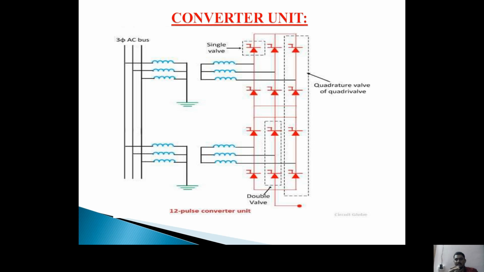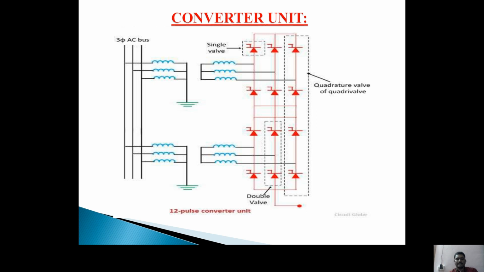Here I designated the single valve, double valve and quadri valve arrangements. Single valve means it consists of only one thyristor. Double valve means it consists of two thyristors. Quadri valve means it consists of four thyristors or four valves. That is single valve, double valve, and quadri valve.